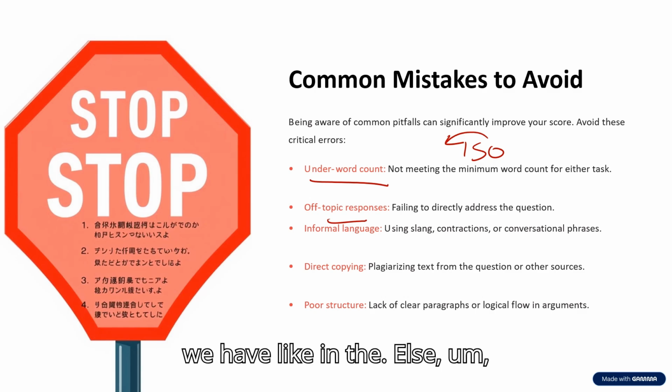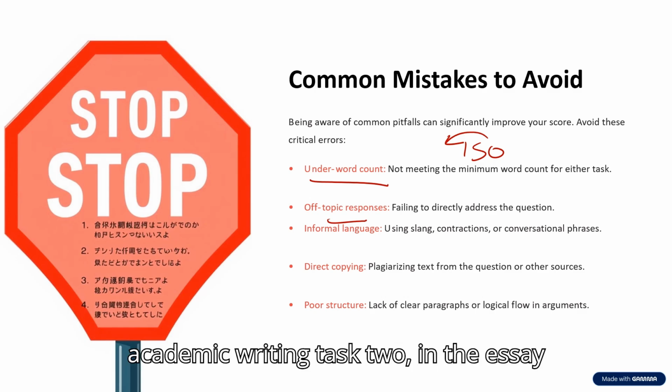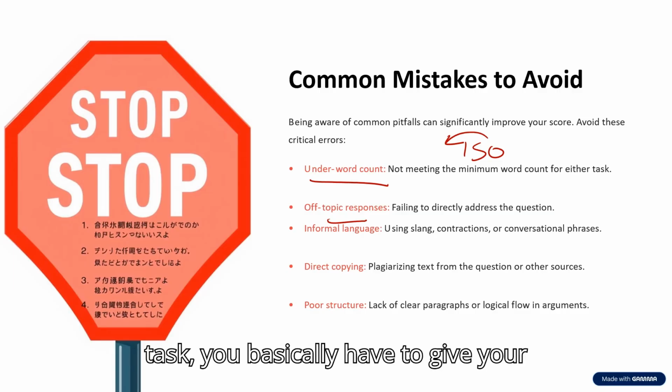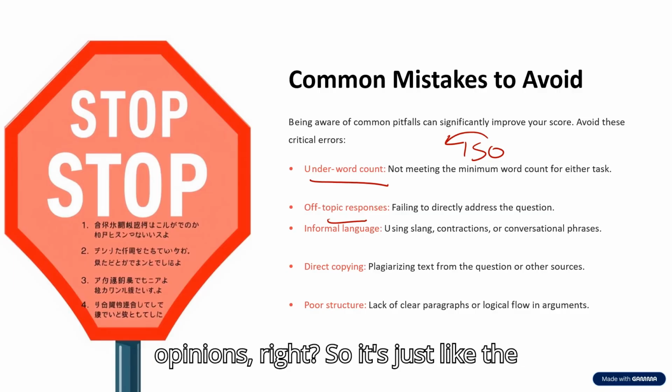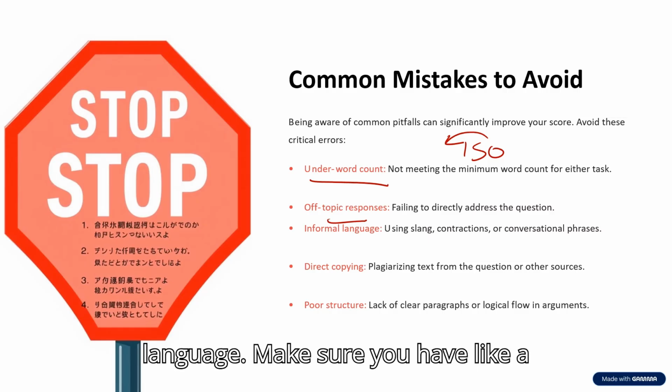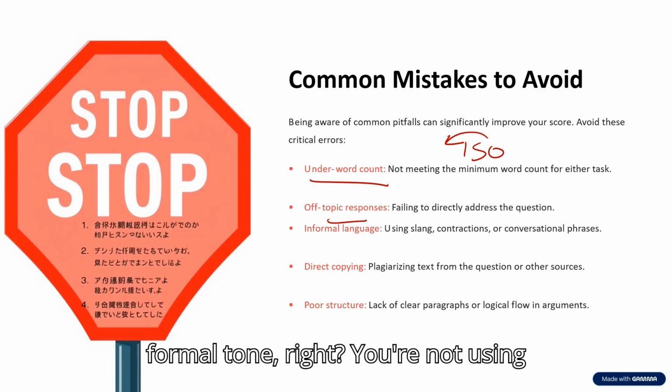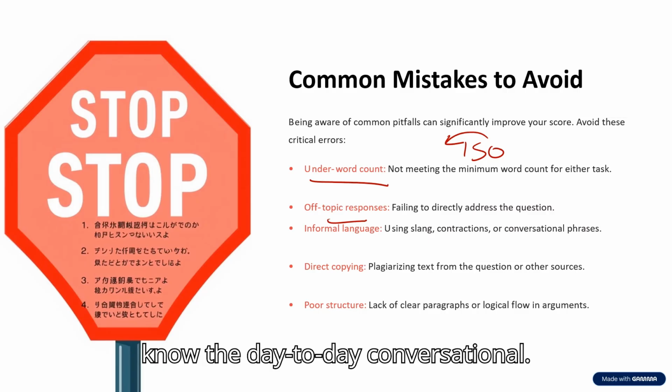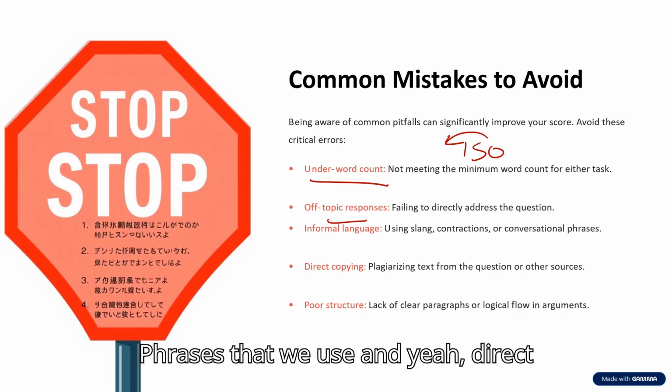And then we have, in the IELTS academic writing task 2, the essay task, you basically have to give your opinions. So it's just the opposite. Informal language, you definitely have to avoid informal language. Make sure you have a formal tone. You're not using contractions, slang, or sometimes the day-to-day conversational phrases that we use.